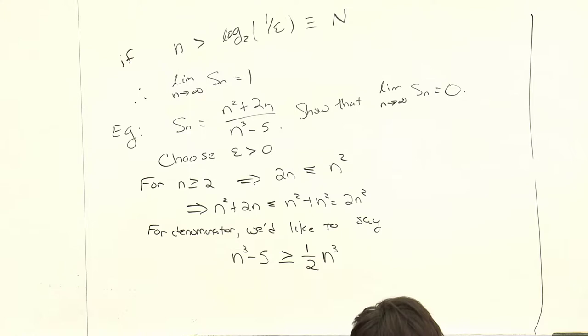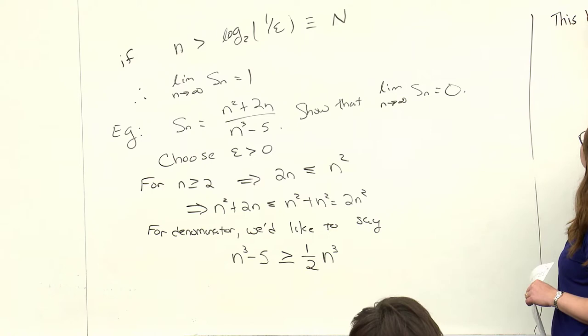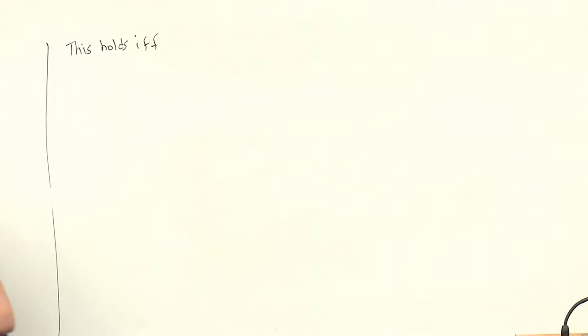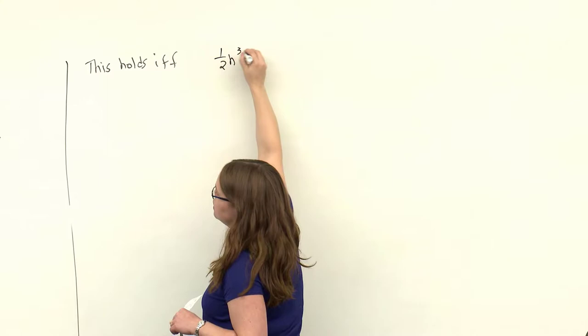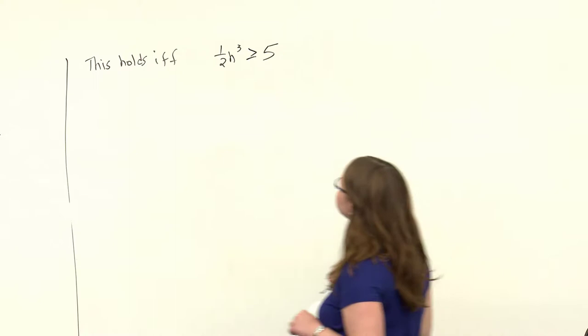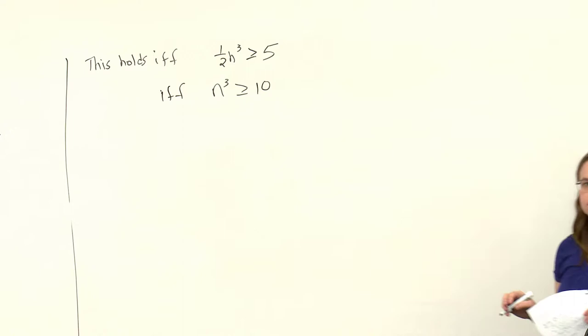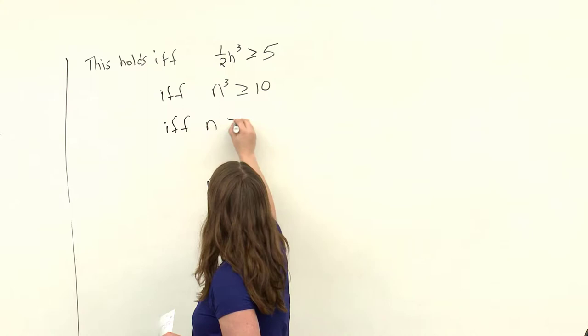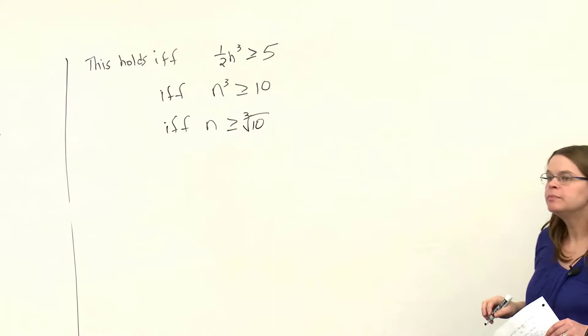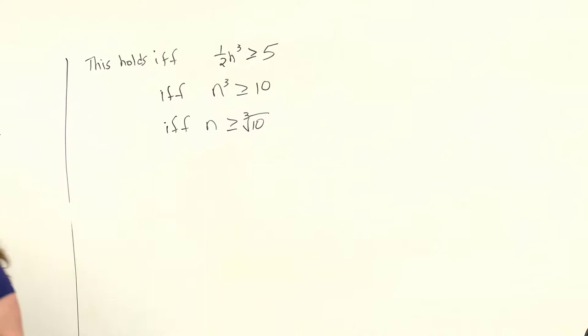We don't even have to maybe do it by induction. So let's try something even simpler. This will hold if I rearrange things a little bit. I'm going to bring all the n cubes together. So this holds if and only if half n cubed is greater than or equal to 5, which holds if and only if n cubed is greater than or equal to 10. So this holds if and only if n is bigger than or equal to the cube root of 10, which will work as long as n is bigger than or equal to 3, because we're working with whole numbers.